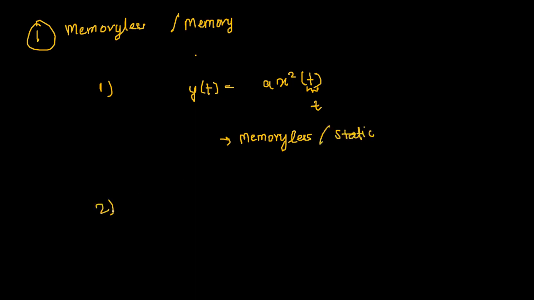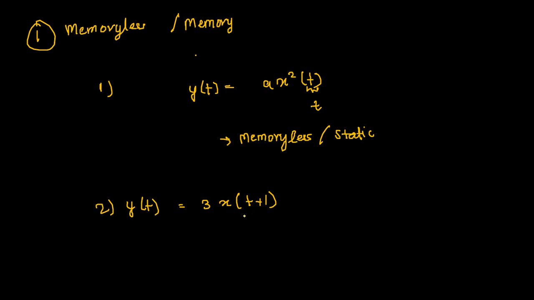Thus, now another question would be y of t. Y of t here is the output and x of t is the input signal. So x square of t is the operation that is being performed on the input signal to give us the output signal. So let's say we have y of t is equal to 3 into x of t plus 1.